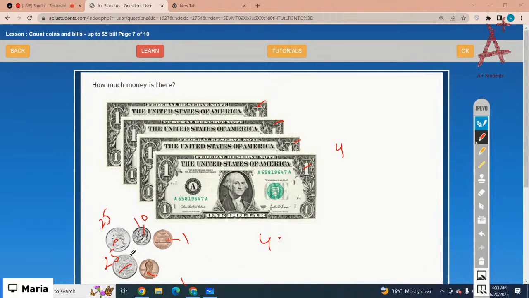So it would be 4.25. 25 makes 50 and 10 makes 60, and 2 makes 62, so it would be $4.62. Got it? The correct option is $4.62. Okay, you can complete the test by yourself later today. Let's just move on to next lesson.